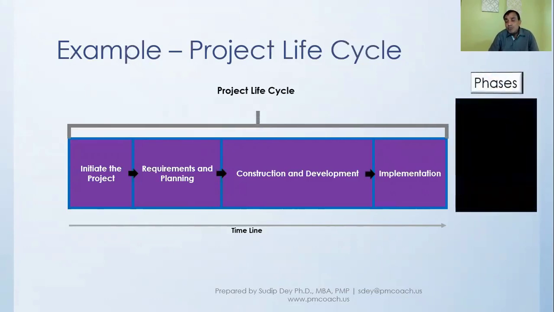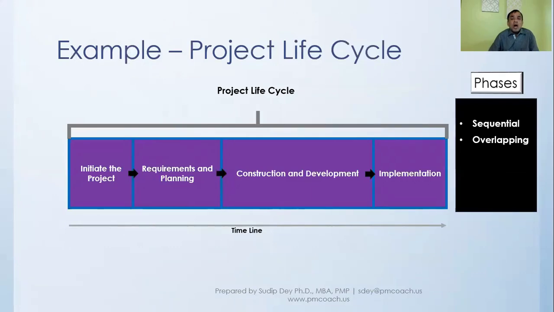Now, when we look at these phases, there are three kinds of sequence that can happen. One, the phases can be sequential. When we say sequential, it means that one phase gets over, after which another phase starts, and so on and so forth. But instead of sequential, sometimes we can have overlapping phases. Even before one phase is over, we can start another phase.